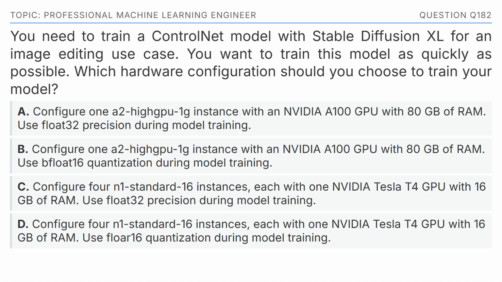The options are: Option A, configure an A2 high-GPU 1G instance with an NVIDIA A100 GPU with 80 GB of RAM. Use Float32 precision during model training. Option B, configure an A2 high-GPU 1G instance with an NVIDIA A100 GPU with 80 GB of RAM. Use Float16 quantization during model training. Option C, configure four n1-standard-16 instances, each with one NVIDIA Tesla T4 GPU with 16 GB of RAM. Use Float32 precision during model training. Option D, configure four n1-standard-16 instances, each with one NVIDIA Tesla T4 GPU with 16 GB of RAM. Use Float16 quantization during model training.